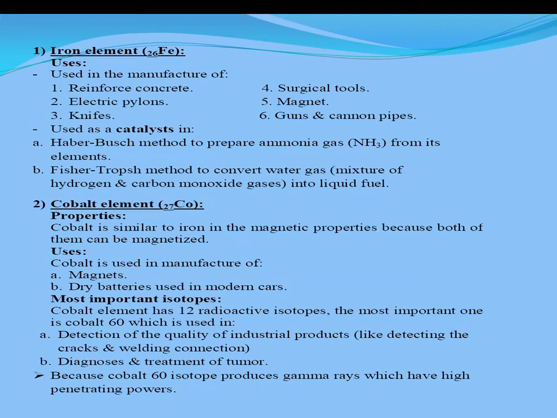Cobalt has 12 radioactive isotopes, and the most important one is cobalt-60, which is used in detection of the quality of industrial products, like detecting cracks and welding connections. This is number one. Number two, diagnosis and treatment of tumors. That's because the cobalt-60 isotope produces gamma rays which have high penetrating power.